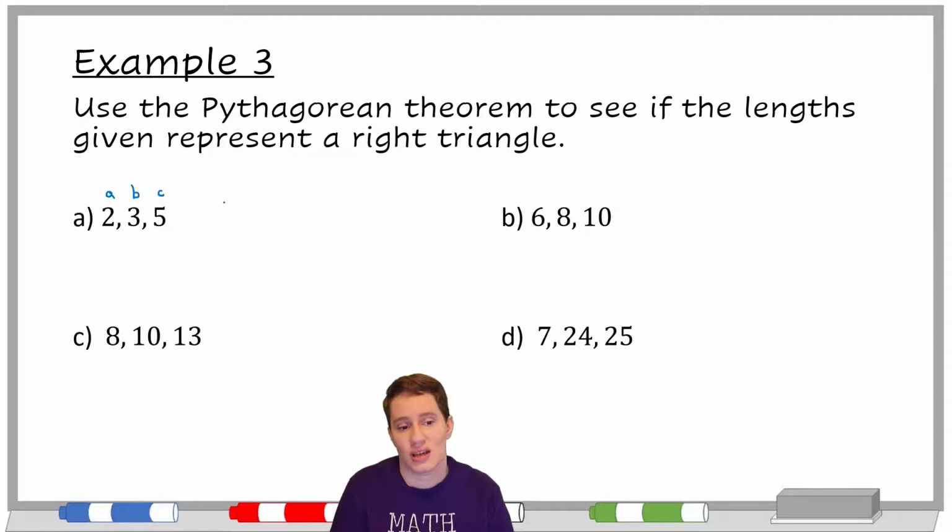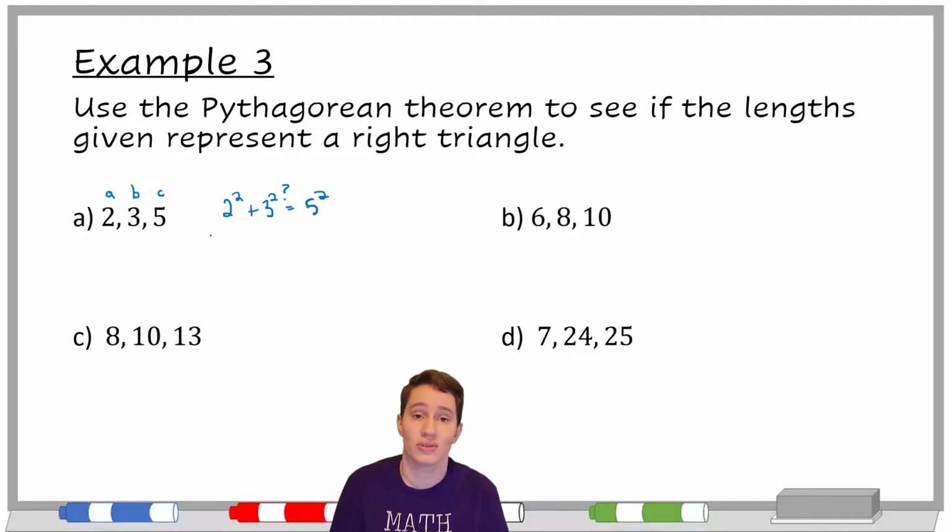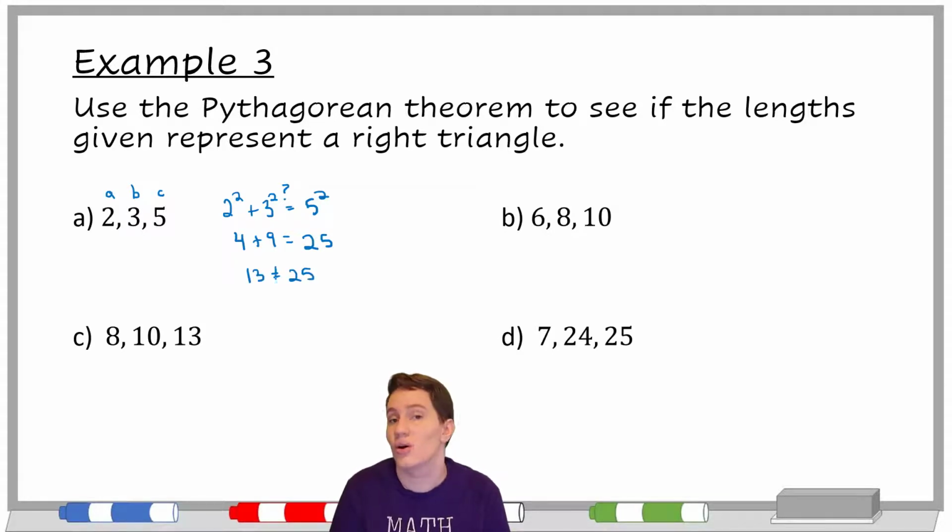So we're going to say, 2 squared plus 3 squared equals 5 squared. Is that true? If it's true, we have a right triangle. If it's false, then we don't have a right triangle. We don't really know anything else about the triangle, just that it's not a right triangle. So 2 squared is 4, 3 squared is 9, 5 squared is 25. Is it true that 13 equals 25? No, it is not. So we'd say that this is not a right triangle for our answer.